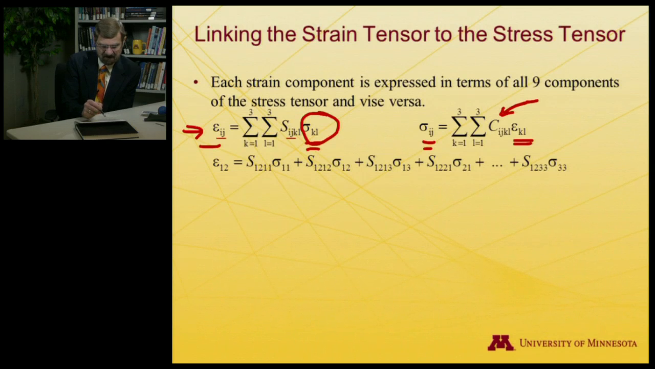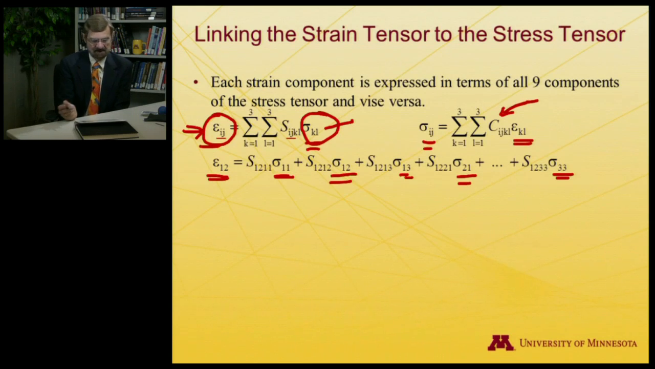So now I have 9 components in my stress tensor, and I want to calculate 1 component in my strain tensor. And the way I do it is I need to sum up, for example, if I took epsilon 1,2, it's determined by sigma 1,1, sigma 1,2, sigma 1,3, sigma 2,1, etc., all the way out to sigma 3,3. And the S components, or the compliance components that go in between, are S1,2,1,1, S1,2,1,2, etc. And the subscripts come from the subscripts on the stress and on the strain.